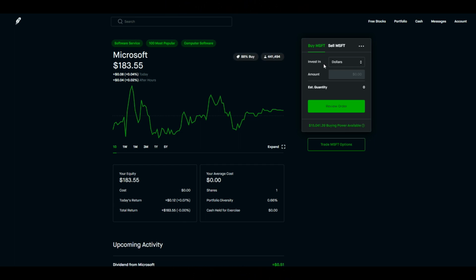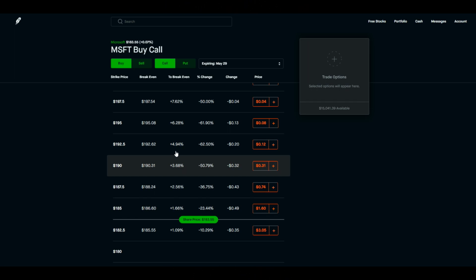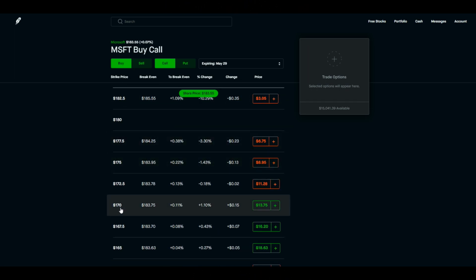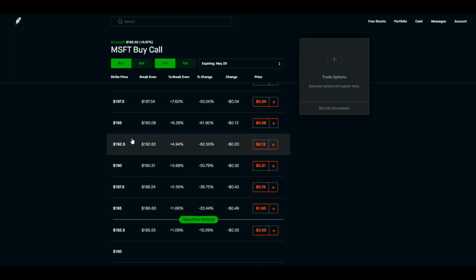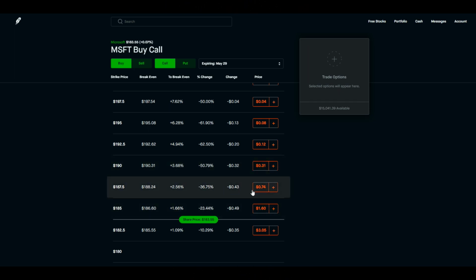Let's say you own 100 shares of Microsoft, and you want to write an option for Microsoft. Microsoft moves a lot, between $170 and about $190. You're only going to be paid $31 to sell Microsoft at $190. But if you agree to sell it at $187.50, you'll collect $74.